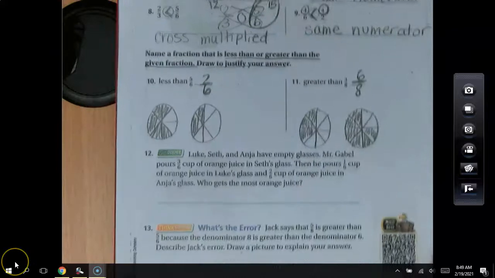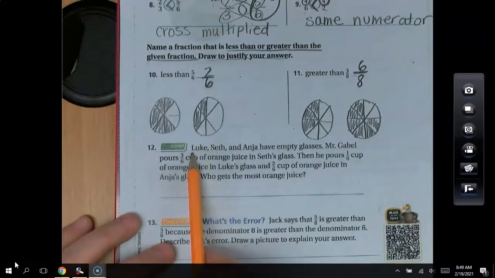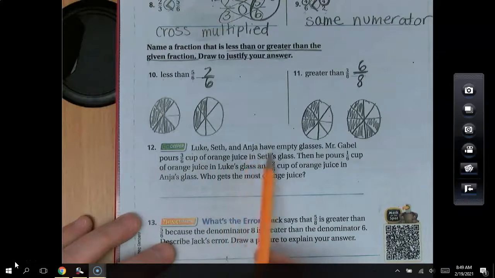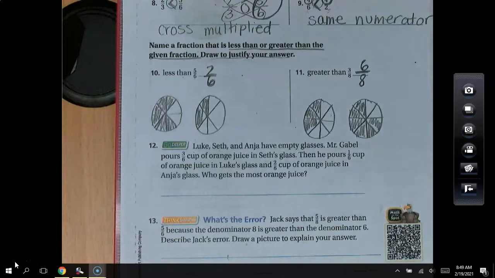Okay, so we're going to look at number 12, okay? We're going to do a few more problems, and then we'll be finished with this lesson. But let's look at number 12. It says Luke, Seth, and Anja have empty glasses. Mr. Gable pours 3/6 cup of orange juice in Seth's glass. Then he pours 1/6 cup of orange juice in Luke's glass and 2/6 cups of juice in Anja's glass. Who gets the most orange juice?